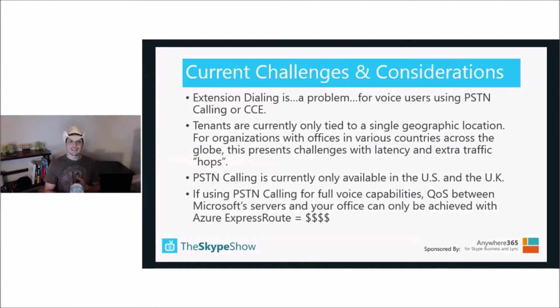Another point, tenants. They are currently tied to a single geographic location. If you set up a tenant in the U.S., then that tenant is based in the U.S. and the infrastructure that you're accessing is based in the U.S. But you may have users across your organization that log into that tenant from across the globe. There's obviously a little bit of latency and multiple hops that you have to deal with at that point. And it's something to consider.